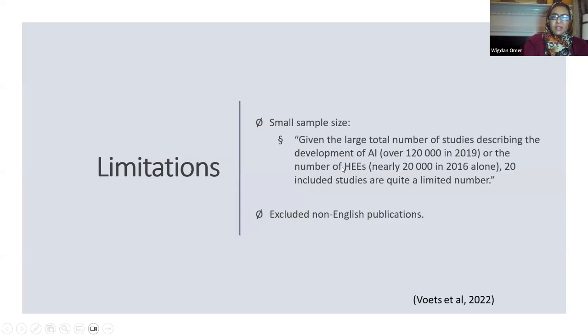The limitation of the study is that it had only 20 studies compared to the published literature. For example, in 2019, there were over 120,000 AI studies published, and nearly 20,000 HEEs in 2016 alone. Also, the review excluded all non-English publications.